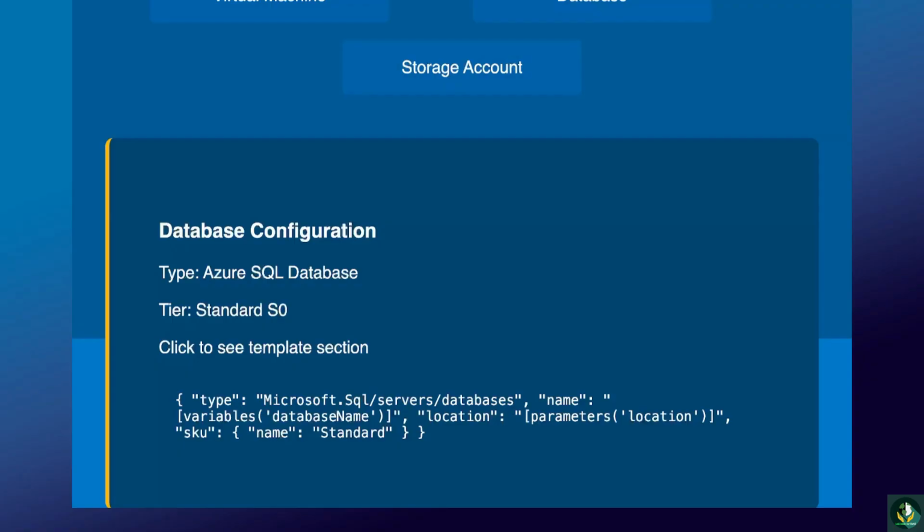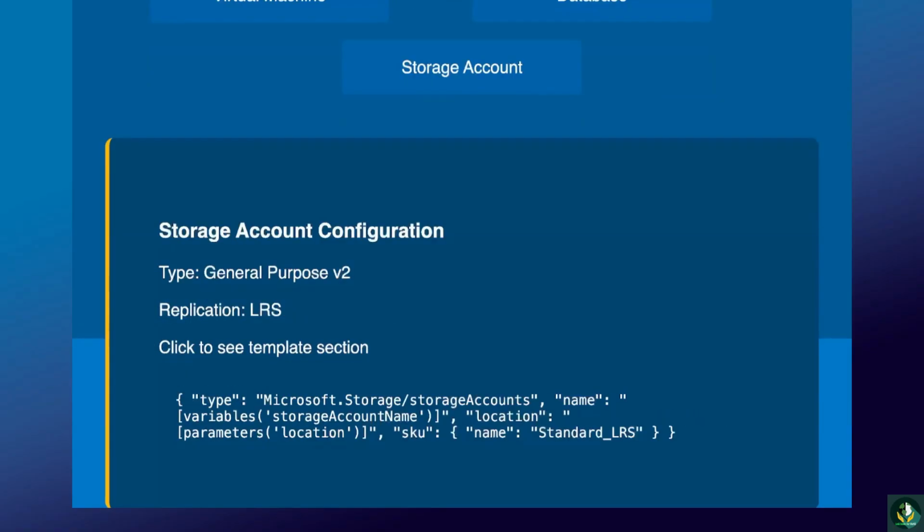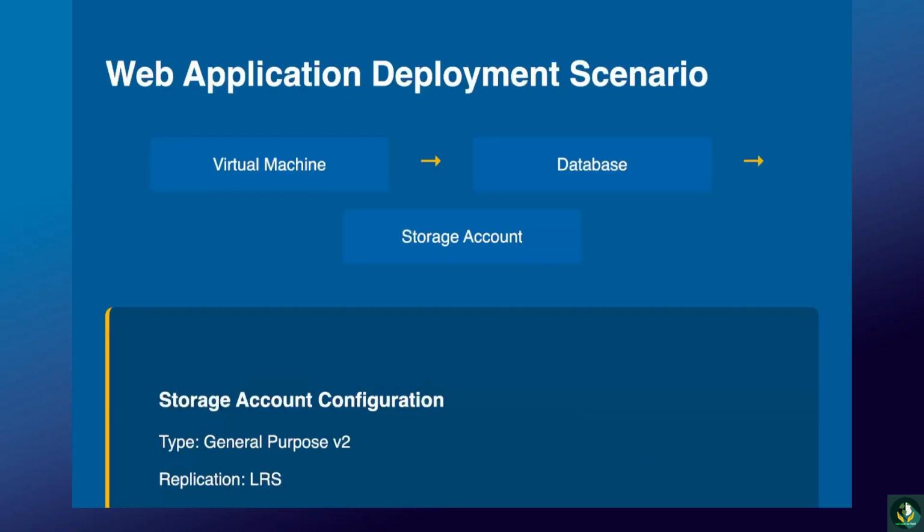Again, we are using the template for this component. For storage requirements, we're implementing a general purpose V2 storage account with locally redundant storage, or LRS. This storage solution maintains application assets, logs, and backup files. So this ARM template defines these resources with their specific configurations and dependencies.